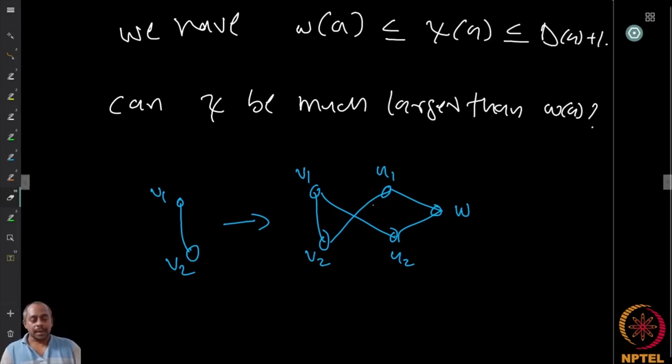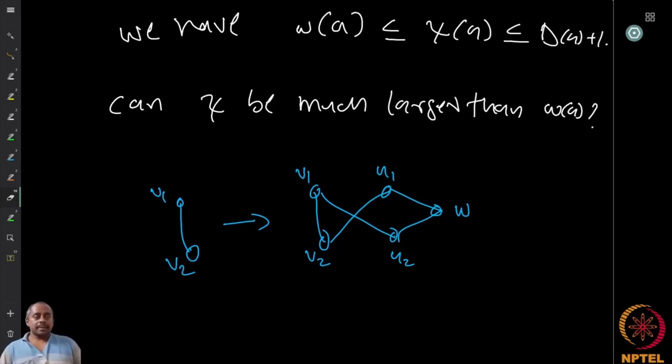I can do this for any U_i, so I use the color of V_i equal to the color of U_i. So all these vertices get the same color as happens here. And for W, I give a new color: whatever is the chromatic number, plus 1. So one more color is used, and because it is a new color, it will not create any problem with any of the existing colors. Therefore, I get a proper coloring with one extra color.